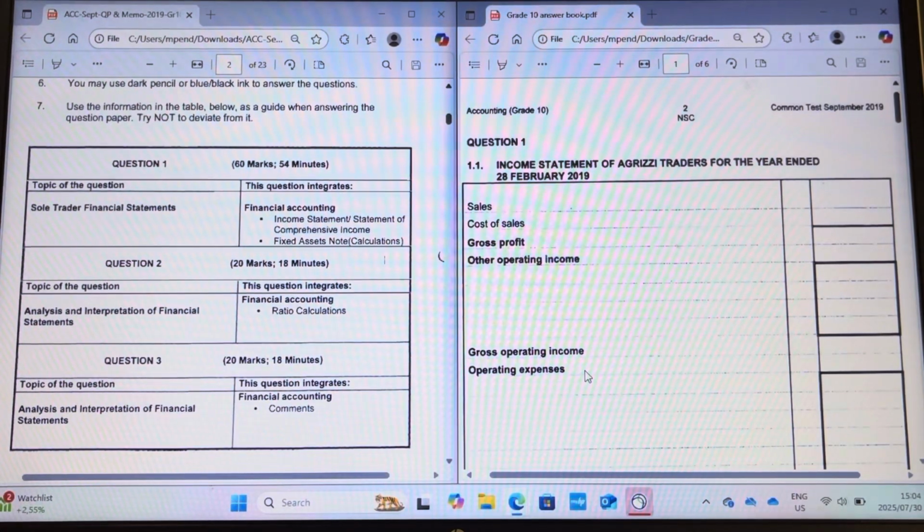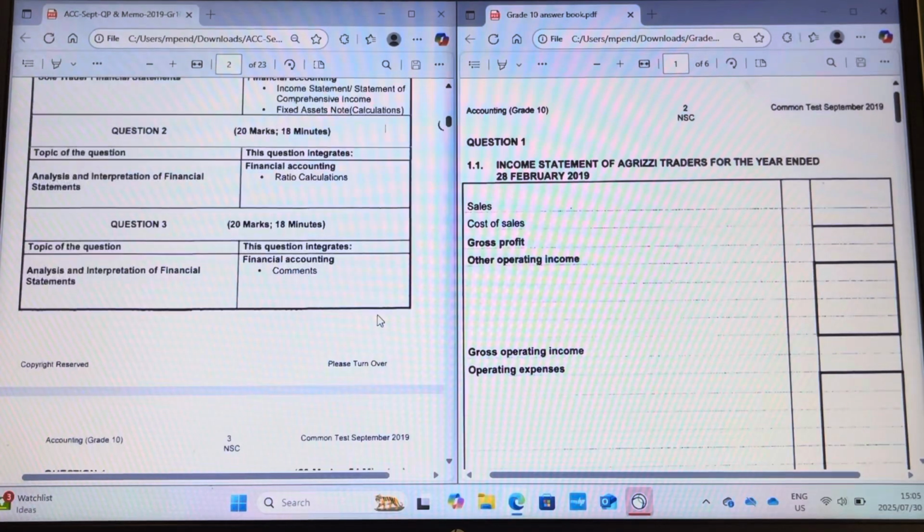So for today, I'm gonna take you through a September paper that comprises the three things I've just outlined. As you can see on the screen, it has the income statement analysis, it has the ratio calculations, and it has commenting. All right, let's get into it.